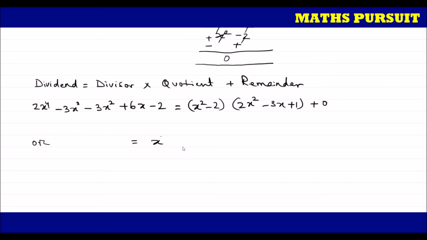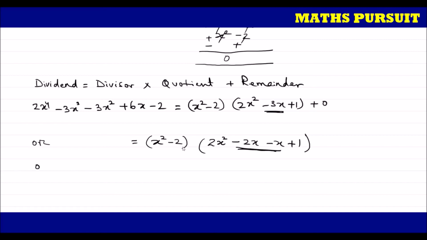I'm keeping this one as it is. Now 2x to the power 2 minus 3x plus 1. Let us factorize this one further. If we factorize this, what we will get? We can write 2x to the power 2, and minus 3x I can write as minus 2x minus x, plus 1. This minus 3x I have written as minus 2x minus x, which is minus 3x.